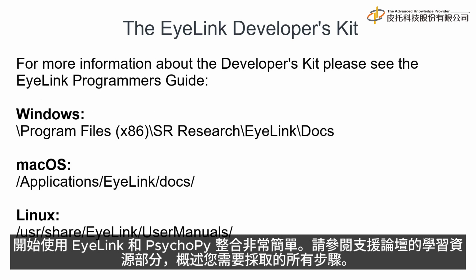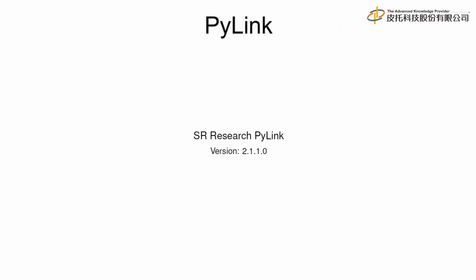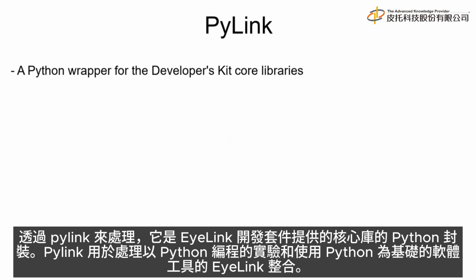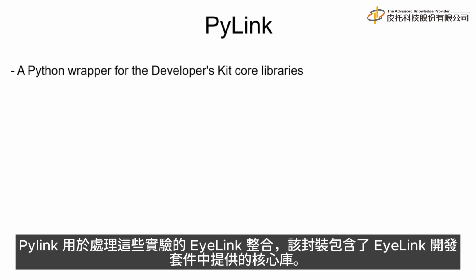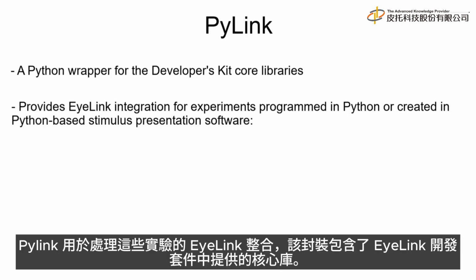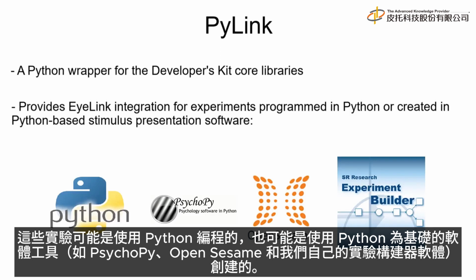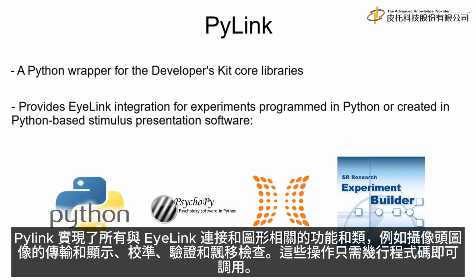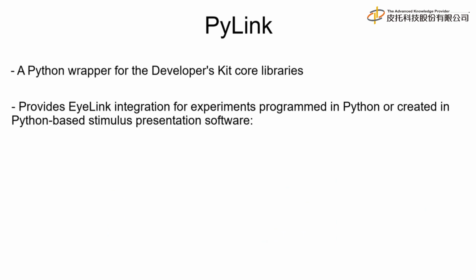For more information about the EyeLink Developers Kit, please see the EyeLink Programmer's Guide, which can be found at these locations. EyeLink integration with PsychoPy is handled via PyLink, a Python wrapper for the core libraries provided in the EyeLink Developers Kit. PyLink is used to handle the EyeLink integration for experiments that are programmed in Python itself and experiments that are created with Python-based software tools such as PsychoPy, OpenSesame, and even our own experiment builder software.